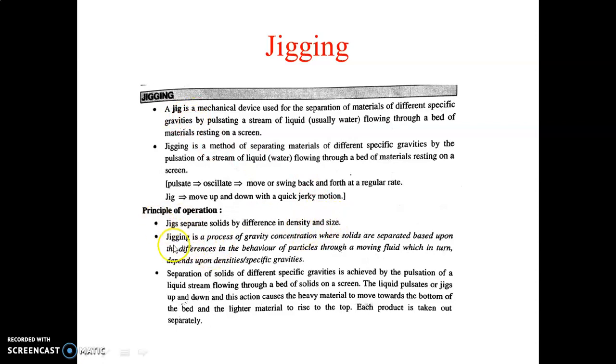And what is the principle of this operation? Jigging is a process of gravity separation, gravity concentration, where the solids are separated based upon the difference in the behavior of the particles through the moving bed, which in turn depends upon density and specific gravity. That means you just bring the water or liquid into contact with that screen, and depending upon the specific gravity or density of the substance, they will separate.